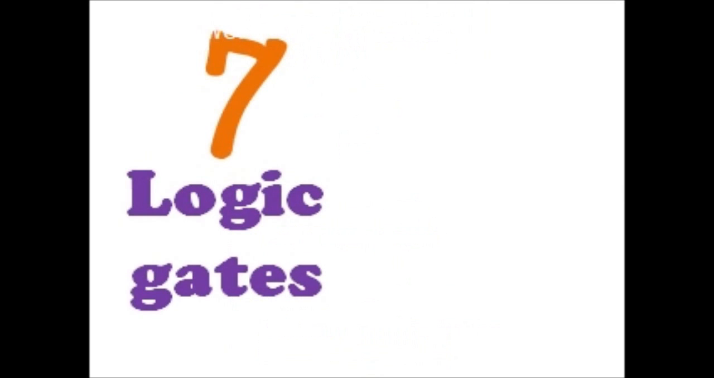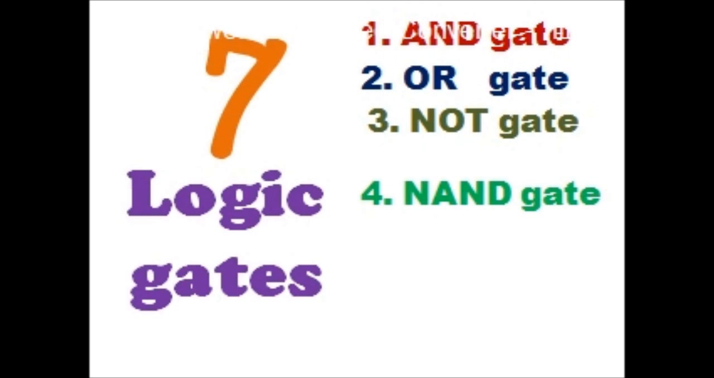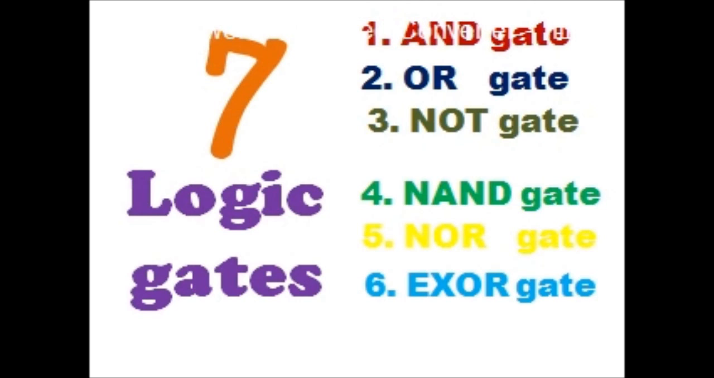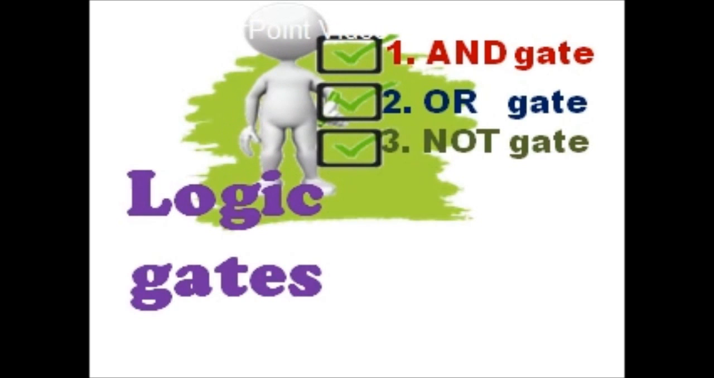Now, what are the types of logic gates? There are 7 types of logic gates. The AND, the OR, the NOT gate. Others include the NAND gate, the NOR gate, the XOR gate, and the XNOR gate. We'll look at the AND, OR, and NOT gates specifically.